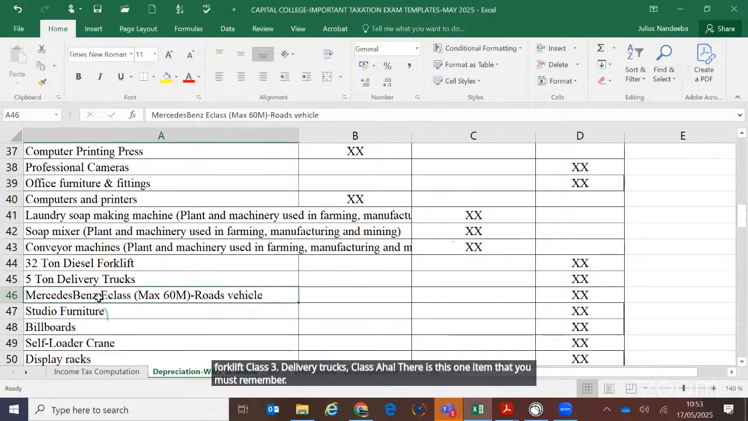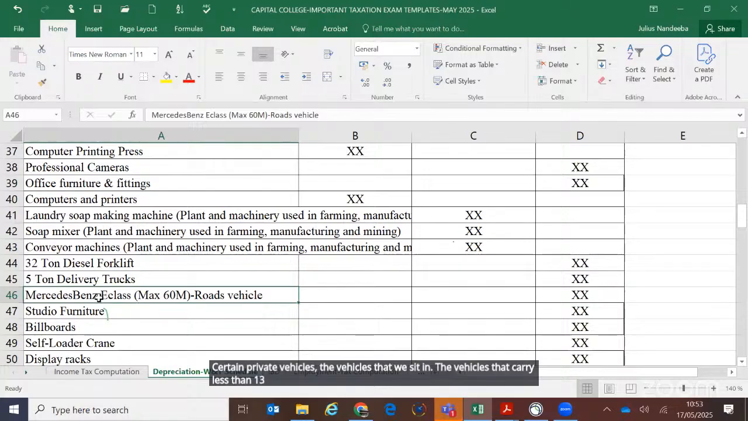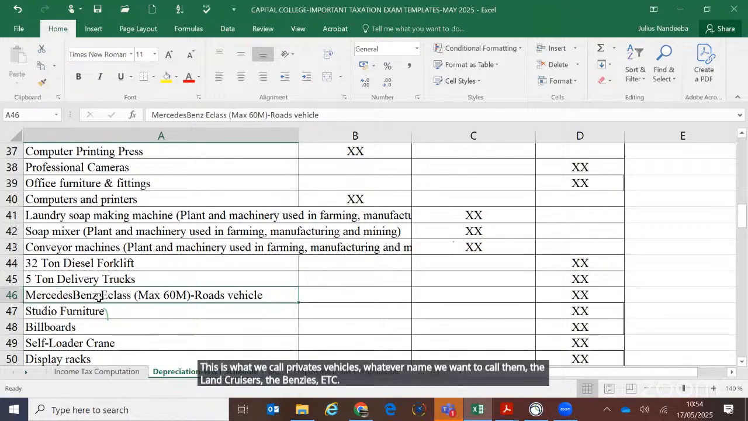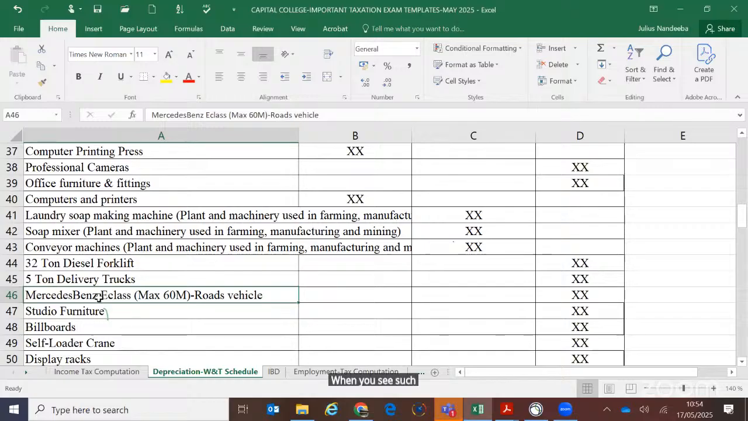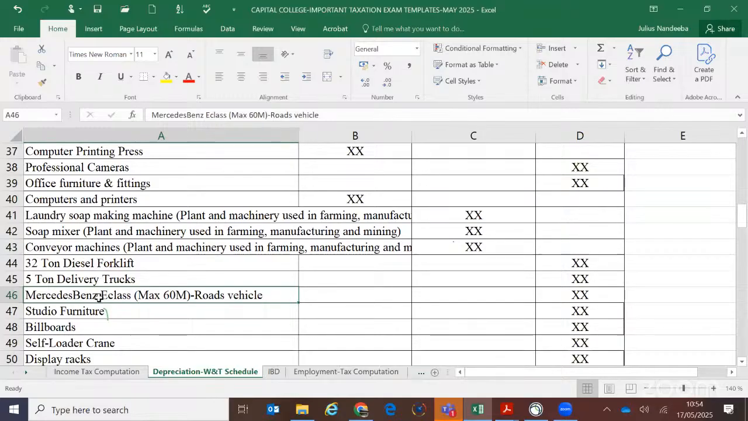They are going to give you certain wagon cars, certain private vehicles, the vehicles that we sit in, the vehicles that carry less than 13 passengers. These that we call private vehicles, whatever name we want to call them, the Land Cruisers, the Benzes, etc. When you see such a vehicle, you know they are testing one concept called the road vehicle. Such vehicles are restricted to 60 million.